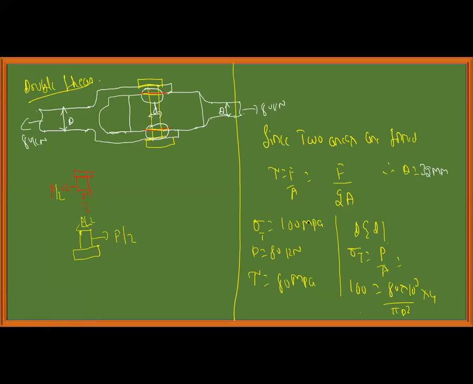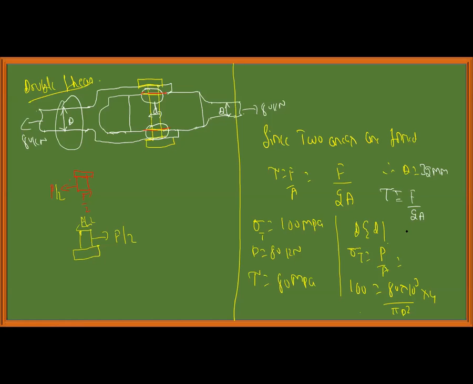Now, for calculating this, why do I use this sigma? Because this part is subject to tensile load. Therefore, I use sigma is equal to P by A. Whereas the pin is subjected to shear stress. Then I should use tau is equal to, since it is a double shear, F by 2A. Since two areas have been formed, tau is equal to F by 2A.